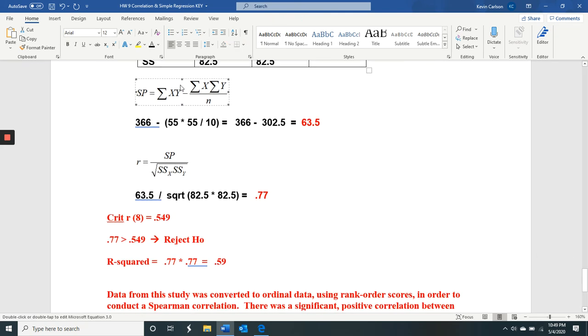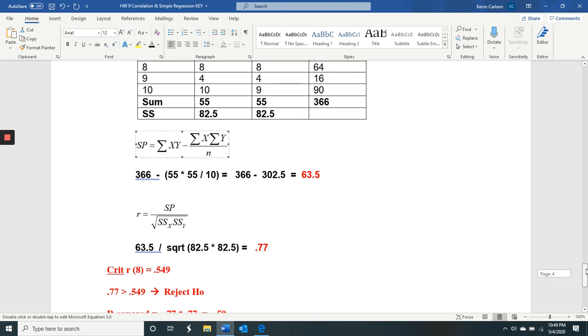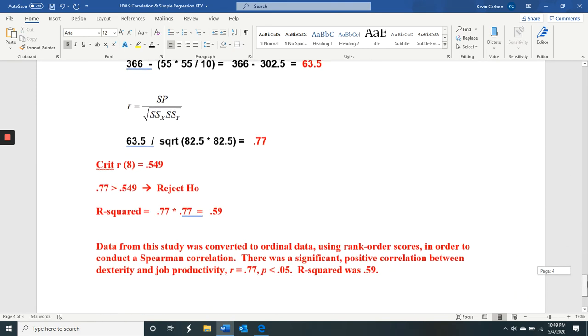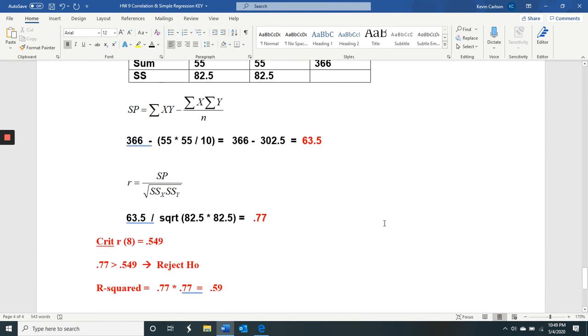So we figure out SP. We plug in the numbers from the table above. Plug in the sum of XY. We plug in the sum of X, sum of Y, and we divide it by 10. There's 10 people. We solve for that. The SP is 63.5. And now we can do the correlation. Correlation is SP divided by the square root of sum of squares X times sum of squares Y.